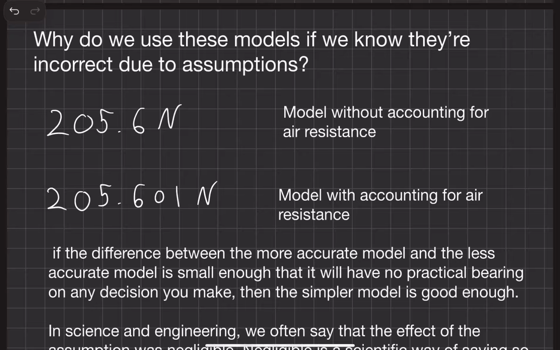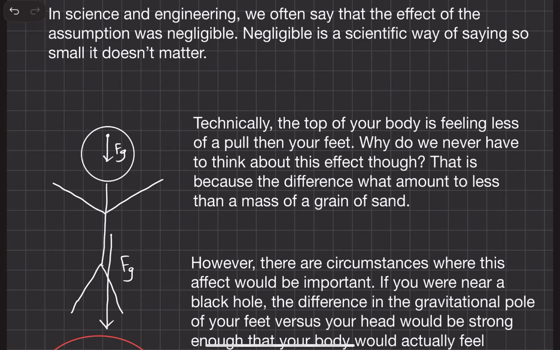So if the difference between a more accurate model and a less accurate model is small enough that it will have no practical bearing on whether you decide to do one thing or another, then just go with the simpler model. In science and engineering, we would say that the effect of an assumption is negligible, and negligible is a scientific way of saying that it's so small it does not matter.